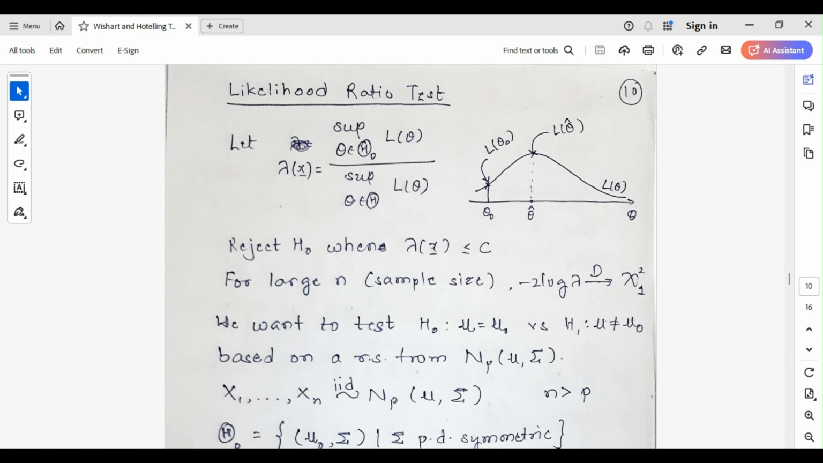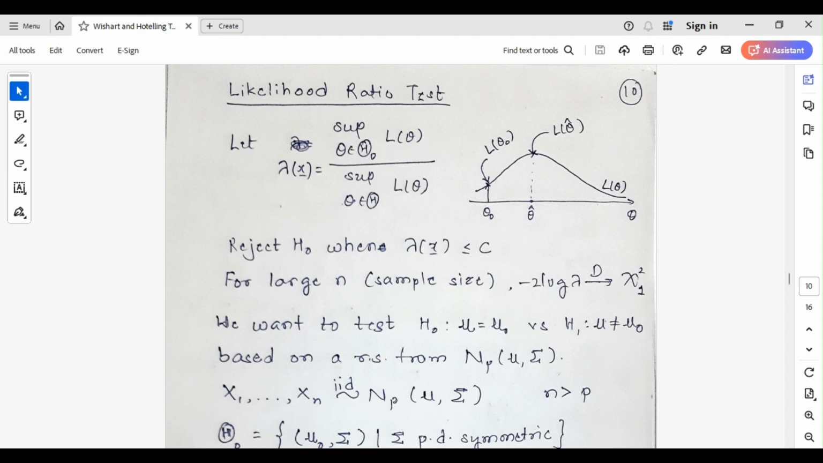So suppose we have identified the critical region for the likelihood ratio test, that is, lambda x less than or equal to a pre-decided constant denoted by the letter c here. So reject H naught when lambda x is less than or equal to c.